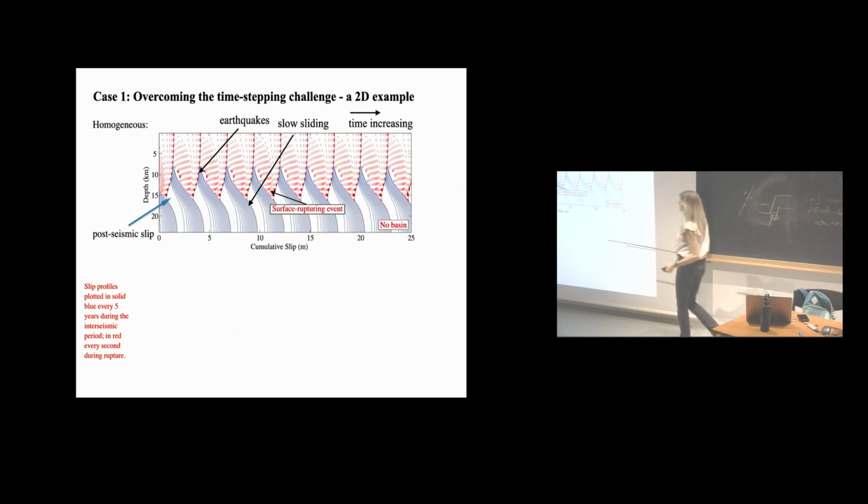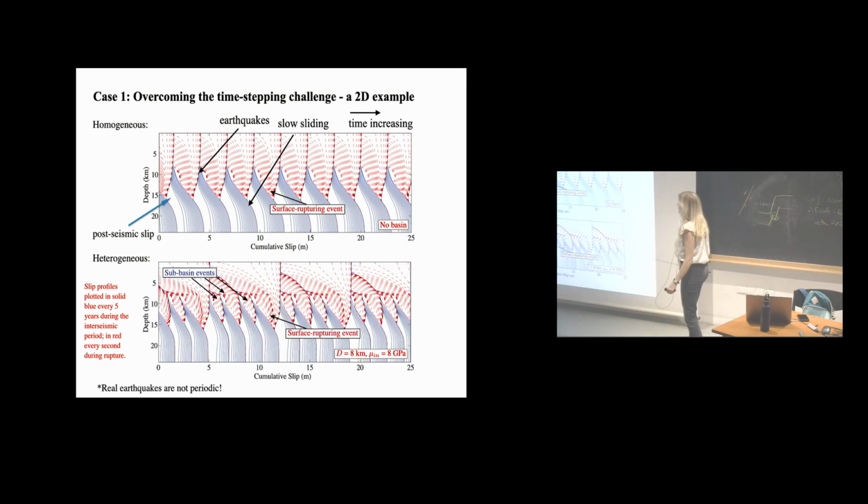So for example here, in the beginning, the cumulative slip is 0, and you get interseismic loading down here. These slip profiles are plotted in blue every 5 years during the interseismic period, and then every second in red during quasi-dynamic rupture. What's maybe not clear here is that the reason it's white right there is just a feature of the plotting device that you choose, but there's actually post-seismic afterslip happening in those regions. And then you get little earthquakes nucleating at around 9 kilometers depth or so. So it's just a simple homogeneous elastic simulation.